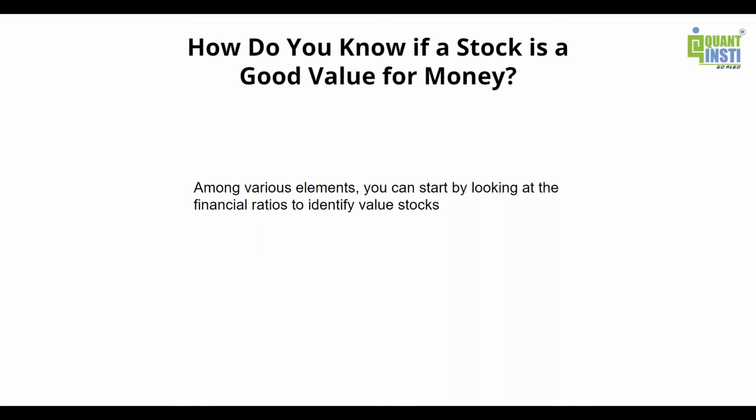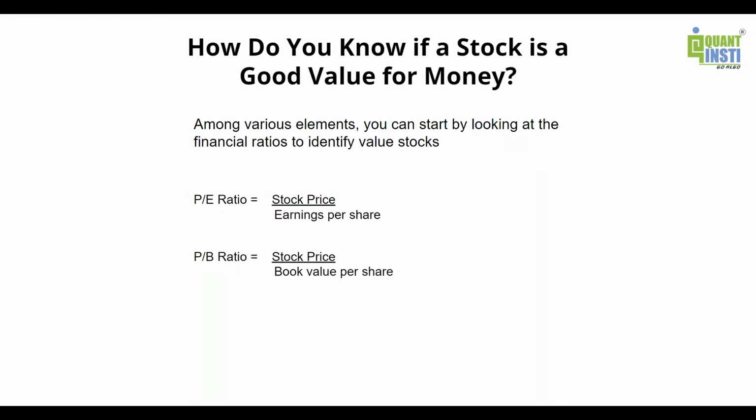But for today's session, we have narrowed it down to two financial ratios, which are the price to earnings ratio and the price to book ratio. So the PE or price to earnings ratio is simply the stock price of the asset divided by the earnings per share or the EPS of the company. Great. Sounds simple enough, right?